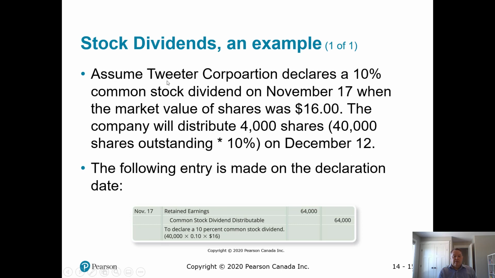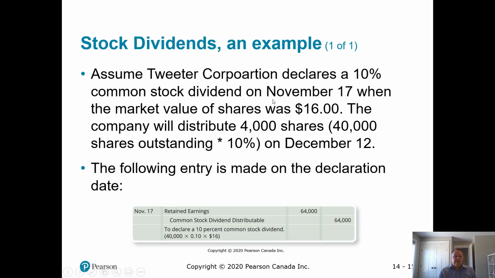So here's an example. We've got Tweeter Corporation, which declares a 10% common stock dividend on November 17th, when the market value of the shares was $16. So that's the key date. It's the declaration date, and we know that the value is $16 a share. We know that the company will distribute 4,000 shares. It's a 10% dividend, and there are 40,000 shares outstanding at that point in time. And they're going to do that on December the 12th.